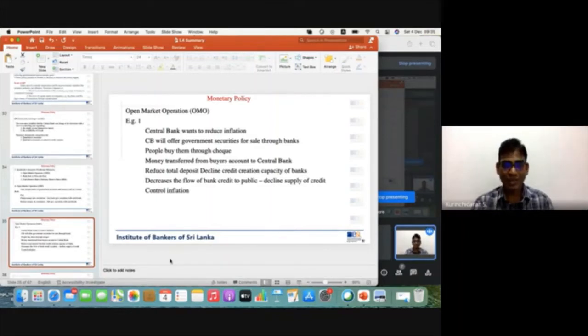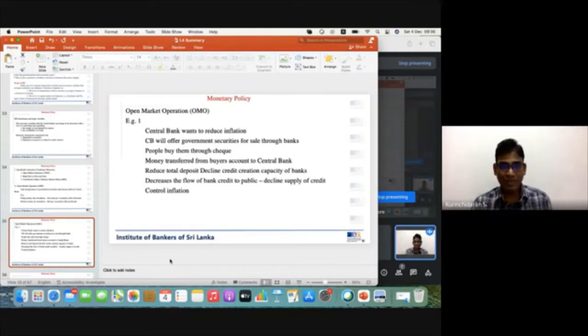Now the central bank can reduce the flow of bank credit to the public, then the money supply declines, or credit is controlled. And if the credit is controlled, then inflation can be controlled. This is the step-by-step movement to reduce inflation.